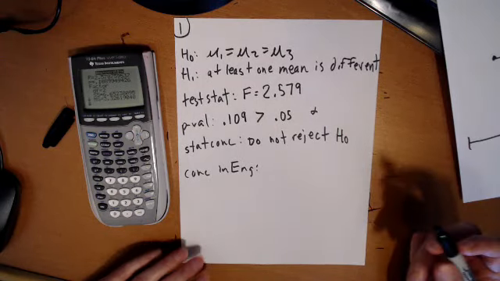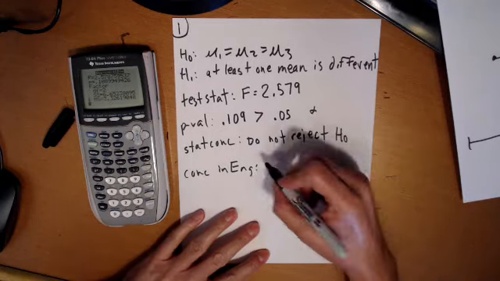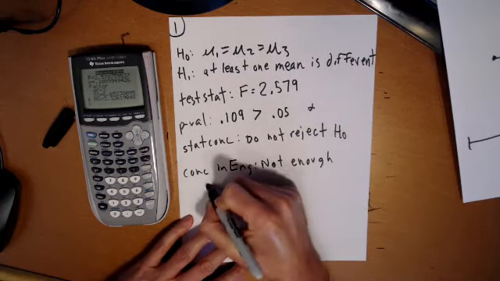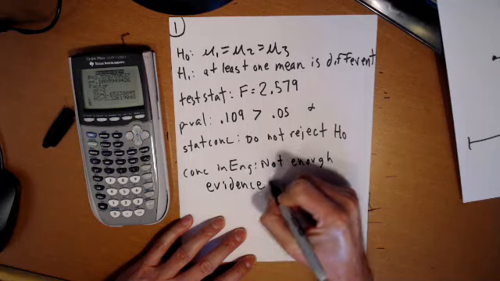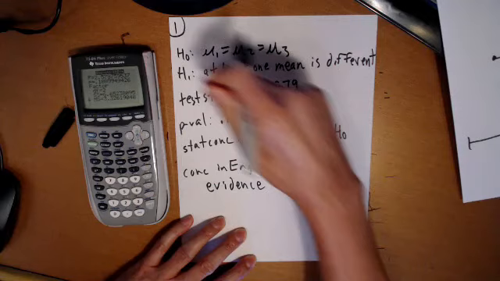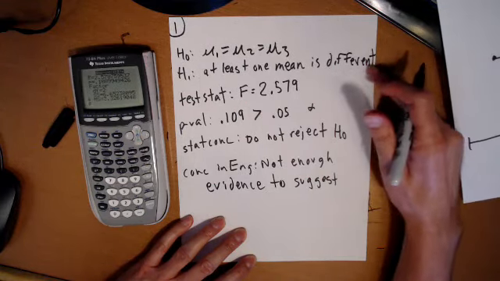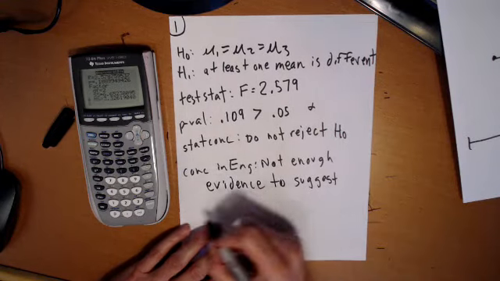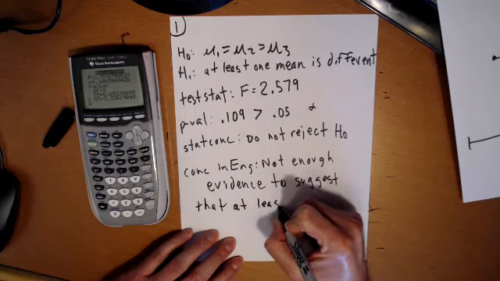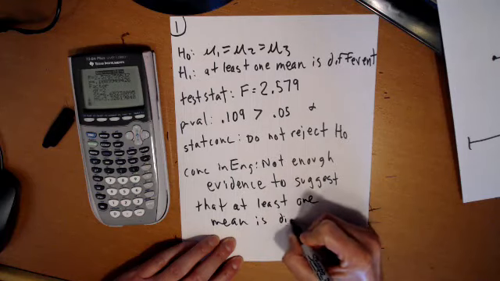Conclusion in English. Either evidence suggests or not enough evidence to suggest. If I say do not reject, then it's not enough evidence to suggest the H1, the HA, the alternative. Put this in English. Oh, it already is? Okay, not enough evidence to suggest that. And then also copy it. Just rewrite it: at least one mean is different.